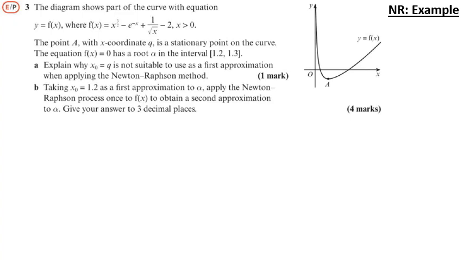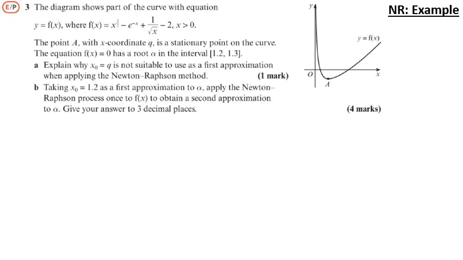We're just going to work through an example so you can see what it looks like in practice. It's not as scary as the formula might make it appear. We have a function, and it might be a messy looking function, but it should be something that you can differentiate. And then we're given a point A, which is a stationary point on the curve. We're also told that there is a root in the interval 1.2, 1.3.